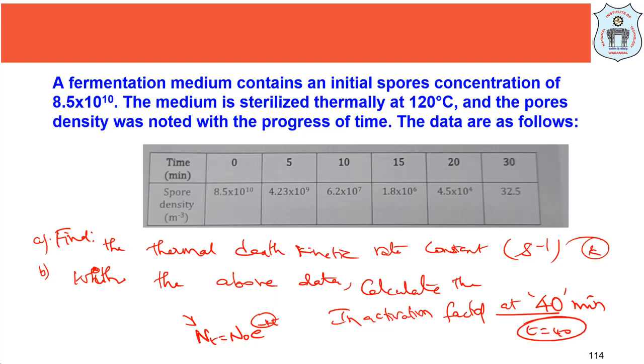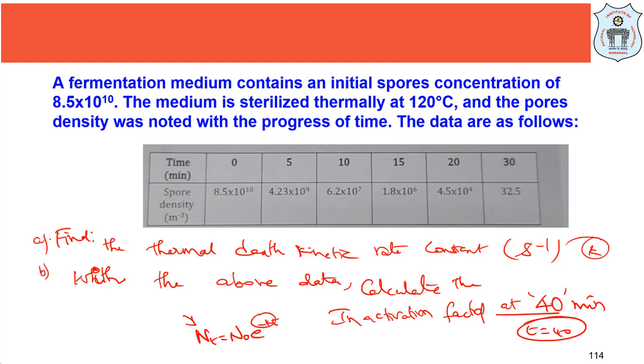So what we have to do is take down this problem first. A fermentation medium contains an initial spore concentration of 8 into 10 power 10. It's not 10, it's 10 power 10. So the initial spore concentration is given. Then we have, with respect to time, the number of spore density, which is also given, and it is sterilized at a temperature of 120 degrees Celsius. Spore density is noted down, data is given here.